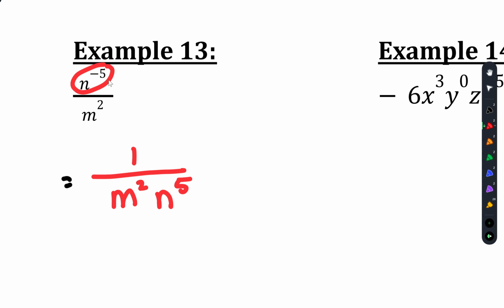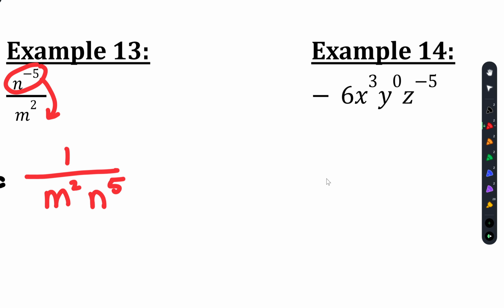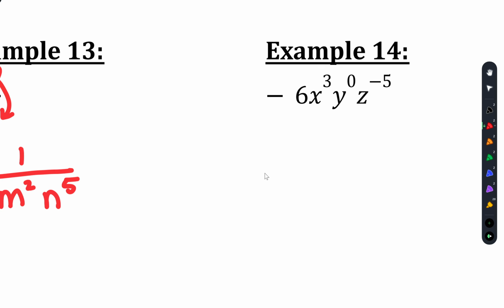This n to the fifth has to go down to the bottom. When we move that n to the negative fifth down to the bottom, we're leaving a 1 up there because there's nothing else left up there, so we write a 1, like a placeholder. Good? No? Yes? We're shaking our head. If I take that n to the fifth out of the top, there's nothing left there except for an invisible 1 that we can't see. So we write it as 1 over m to the second, n to the fifth. Okay? Okay, there's a lot going on in example 14.